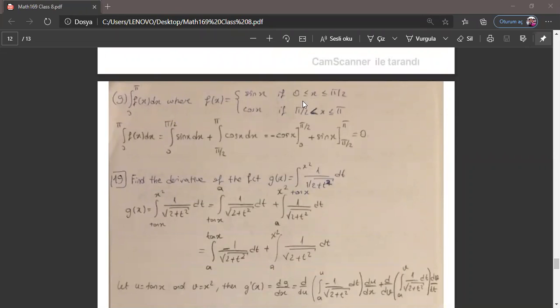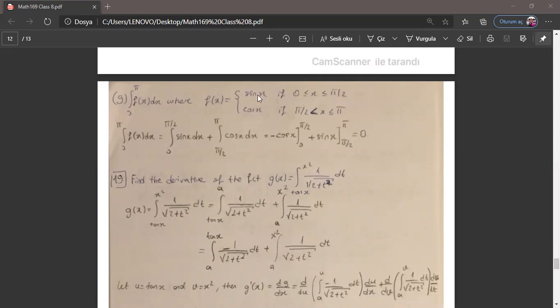Now we're given this function. Again, it's defined piecewise, right? So we separate the given interval from 0 to pi. We separate it like this because of this definition.